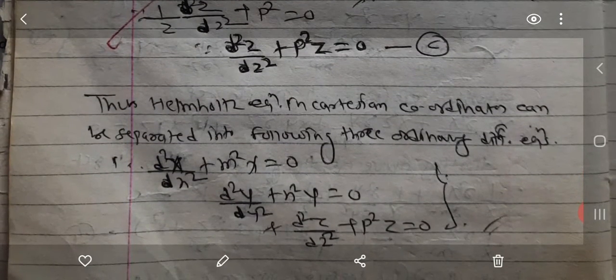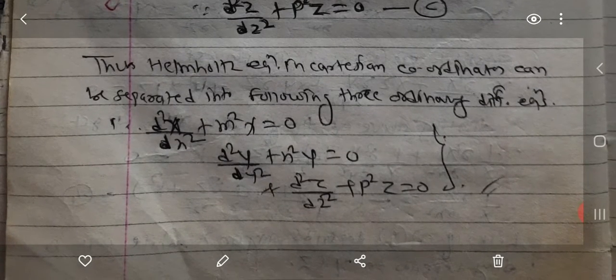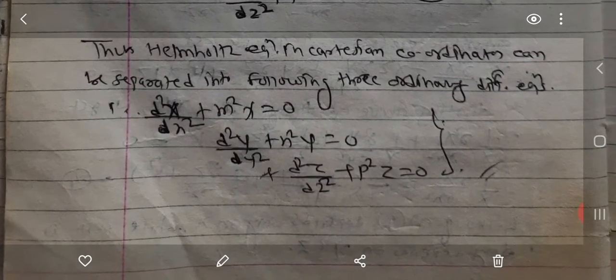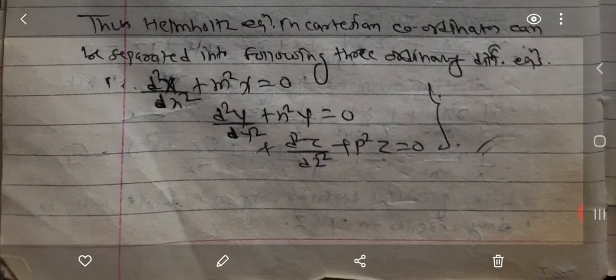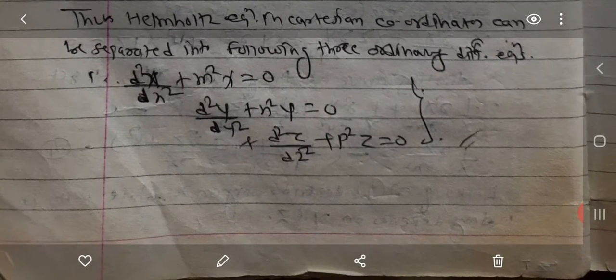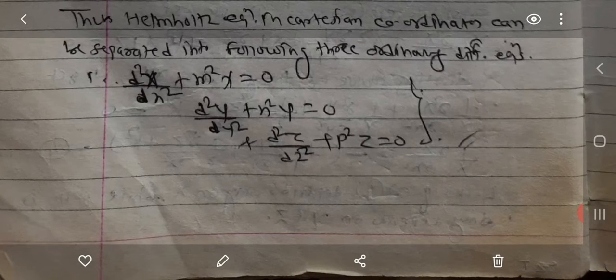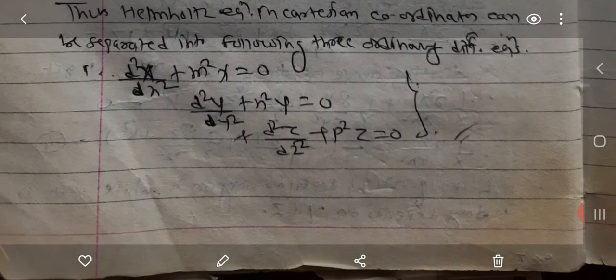And thus the Helmholtz equation in Cartesian coordinates can be separated into the following three ordinary differential equations, that is d²X/dx² plus m square X equal to 0, d²Y/dy² plus n square Y is equal to 0, and d²Z/dz² plus p square Z is equal to 0.